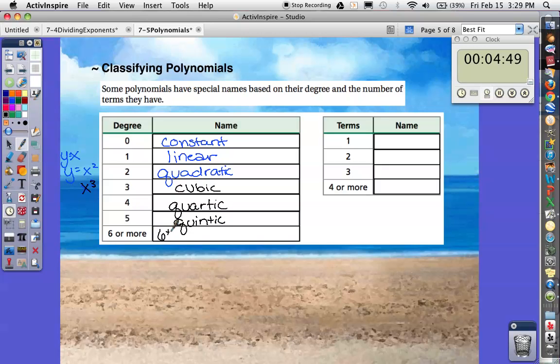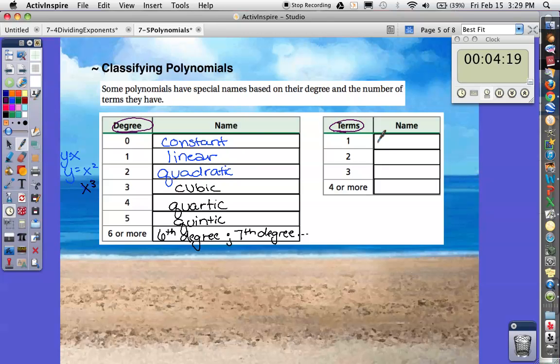So if it has a degree of 6, we would call it a 6th degree polynomial. If it had a degree of 7, we would call it a 7th degree polynomial. So that's going to continue on. Anything higher than 5 won't have a special name. So you're going to use one word from that table to describe or classify the polynomial based off its degree. And then you'll use one word from the second table over here, which will describe the number of terms. So we're going to describe the degree and the terms.